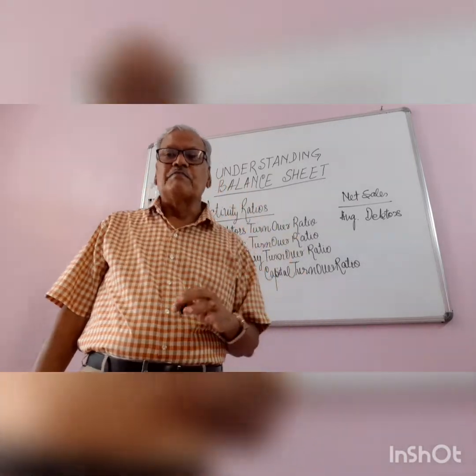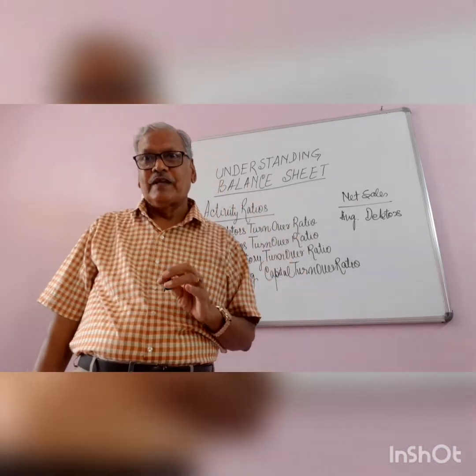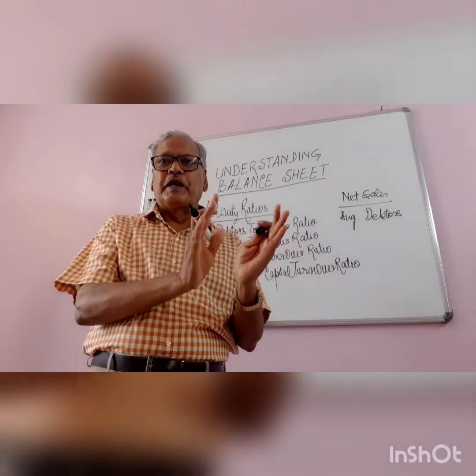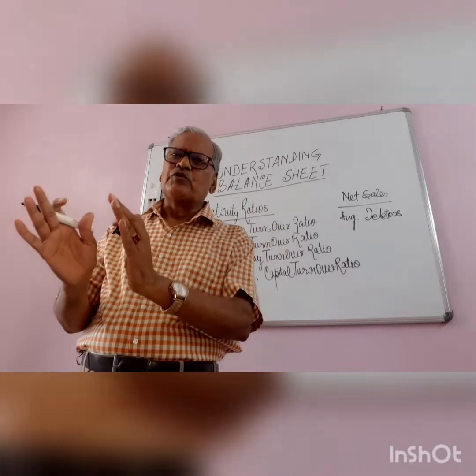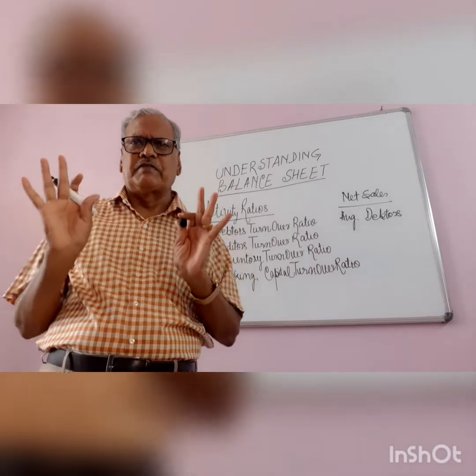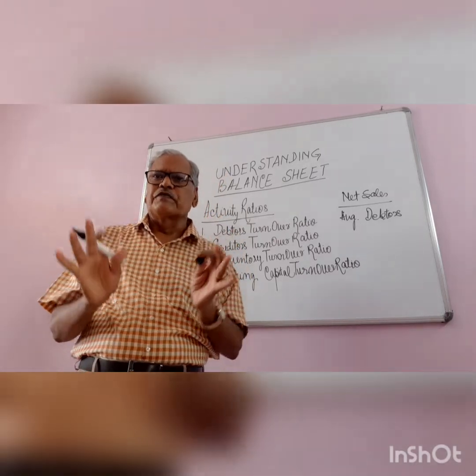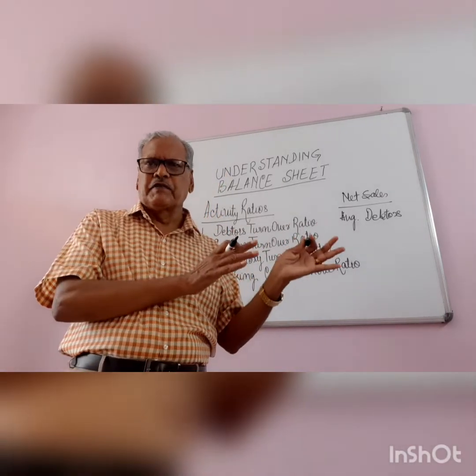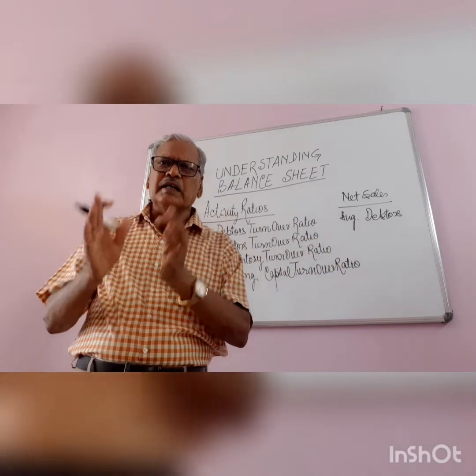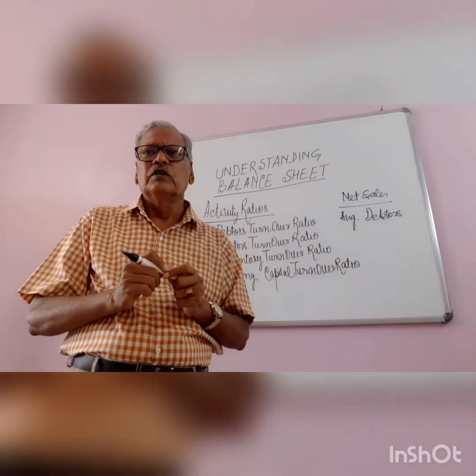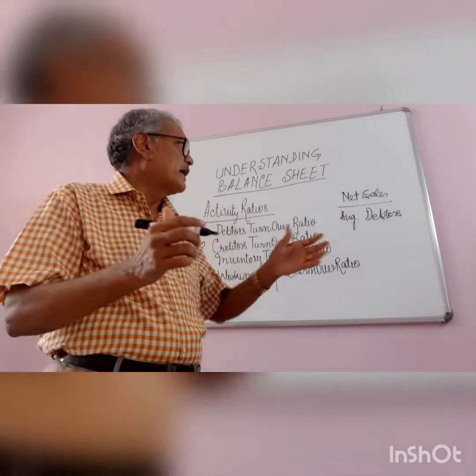Net sales divided by average debtors. Average debtors are the opening balance of debtors plus the closing balance, divided by 2. So not difficult to find out. The opening figure you have with you and the closing also you have with you. So divided by 2, you will get average debtors.